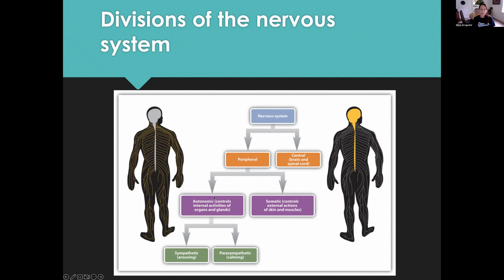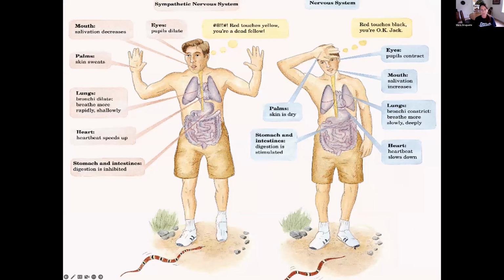And then the autonomic nervous system will break down one more time. It has to do with the nerves that are involved in getting us worked up, aroused, excited, and those nerves that are involved in calming us down. So let's take a look at the sympathetic versus the parasympathetic nervous system.